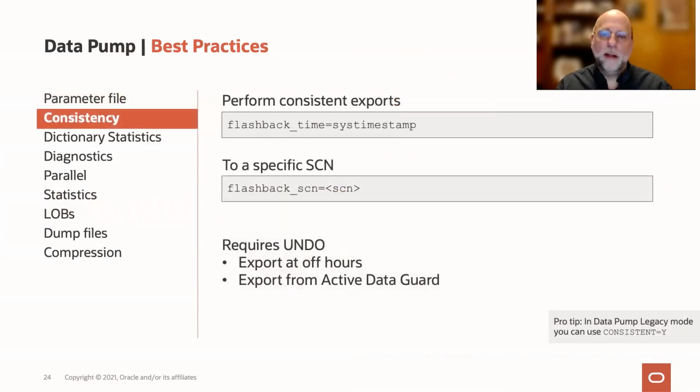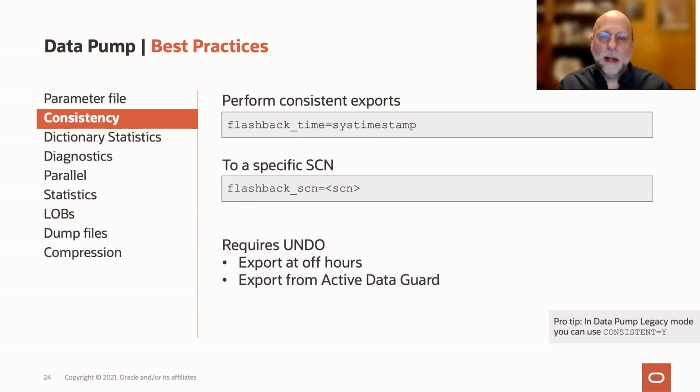Now, for consistent exports, by which I mean every object in your database exported as of the same exact point in time, if you want that, then what you need to do is either have your database completely quiesced, which can be difficult, or set flashback time or flashback SCN. And that way, every object, every table, every index will be exported as of that timestamp or that SCN. Otherwise, what will happen is individual tables will be consistent within their partitions, but after we finish one table, the next table might be exported as of a later SCN.